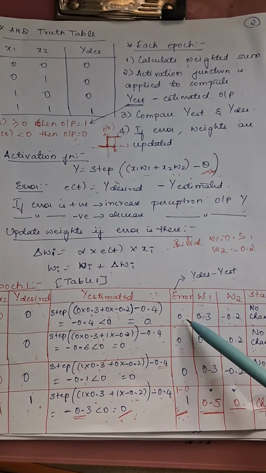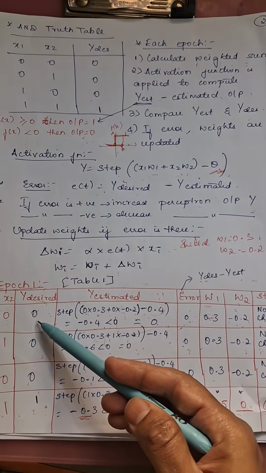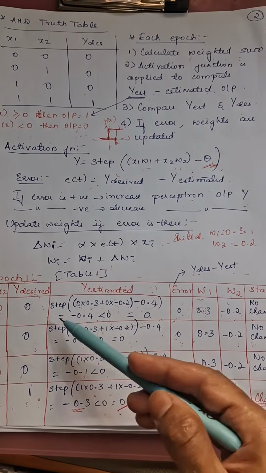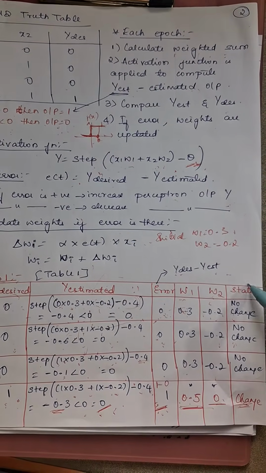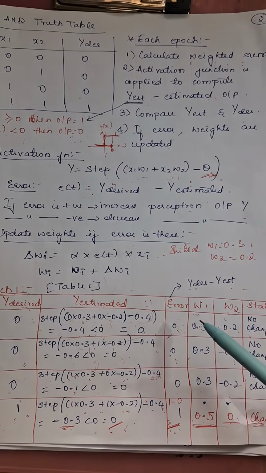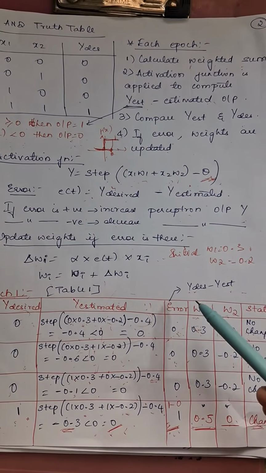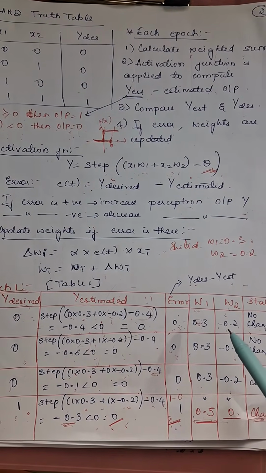Now you compute the error. What is error? Desired output minus the estimated output. Desired output is 0, estimated output is 0. So 0 minus 0 is 0. Since the error is 0, write the status as no change. No change means I am not going to change the weights. Retain the previous weights. Previous weight of W1 is 0.3. Previous weight of W2 is minus 0.2. Keep it as it is.